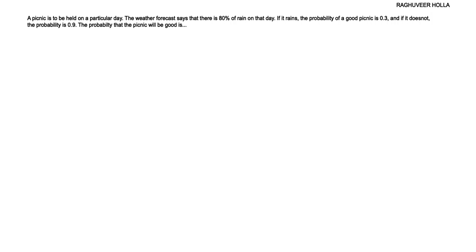So let us define the events in the following way. I'll consider the event E1, that is, the event there will be a rain, and E2, there will not be a rain. Okay, these are the two events we have, and let A be the event the picnic will be good.